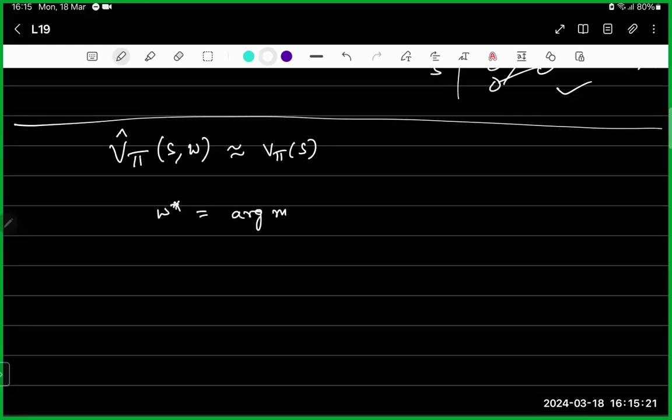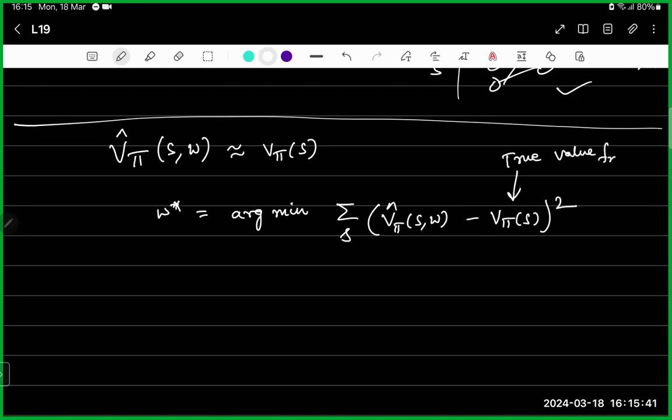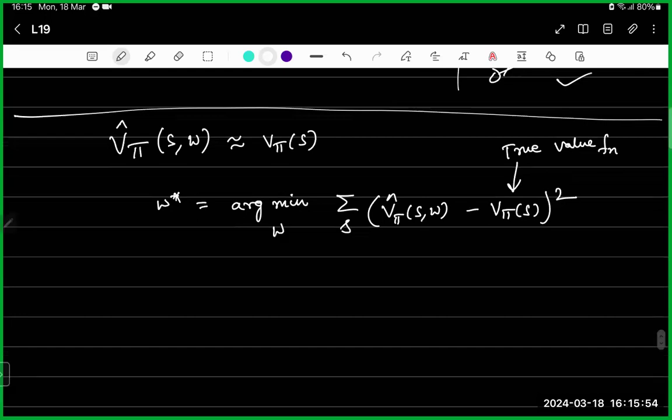We can define it like this. One simple way is the sum over S of V pi hat of S comma W minus V pi S, whole square, where V pi S is the true value function. We can use some mean square loss like this. We want to find a good fit for our value function, so you look at argmin over W. You are just finding the W which will minimize your error with the true value function.